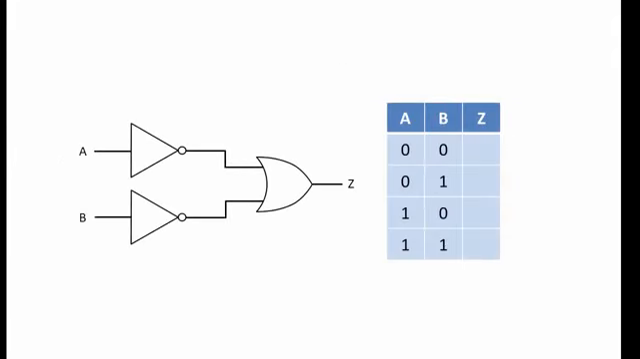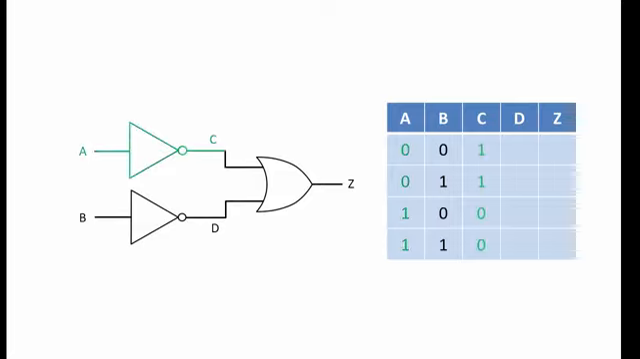Here's an example involving 3 logic gates. Values of A and B are being passed through NOT gates before being combined through an OR gate. To produce a truth table for this combination, it's useful to consider points C and D. Each value of C is simply the inverse of each value of A. Each value of D is simply the inverse of each value of B. And now that we have values for C and D, we can combine them through an OR gate to give us each value of Z.